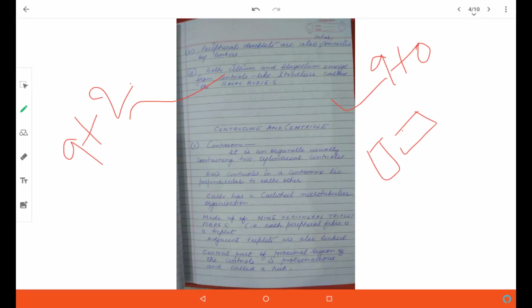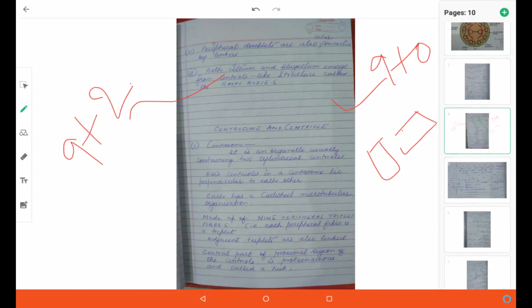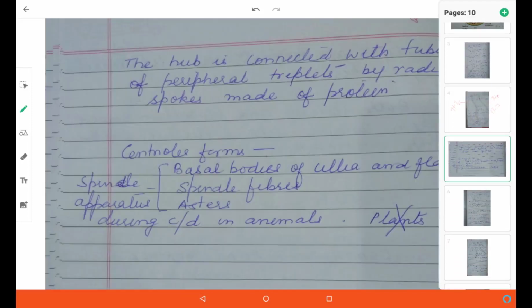It is made up of 9 peripheral triplet fibers. Each fiber is a triplet. Adjacent triplets are linked, and the central part is proteinaceous and is called the hub. There isn't any microtubule present in the hub. That's why the microtubule arrangement is 9 plus 0. The hub is connected with tubules of peripheral triplets by radial spokes made up of proteins.